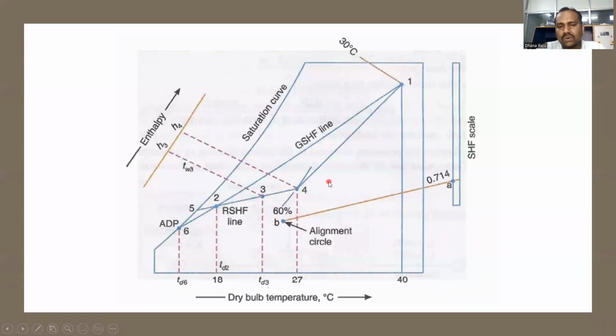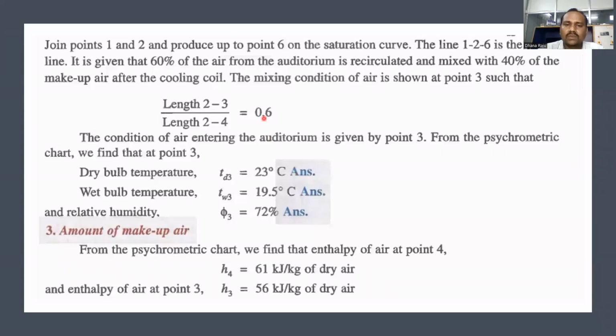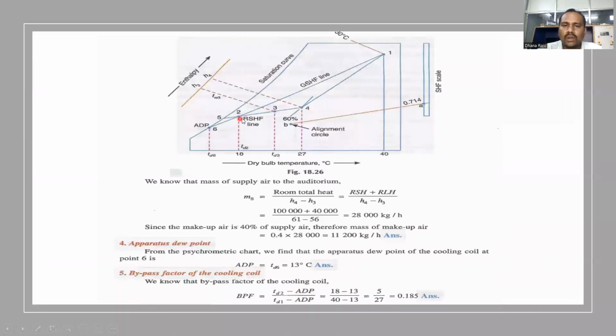But the length of 2,4 is known, and it is equal to the percentage of recirculated air divided by the total percentage of the mixture. Percentage of recirculated air is 0.6, so 0.6 by 0.6 plus 0.4, which gives 1. So 0.6 by 1 into length of 24. If we multiply, we will get some value that is measured from point 2 at a distance of 0.6 of the length of 24, so we will get 0.3. At that point, just draw a vertical line, it gives the DBT.